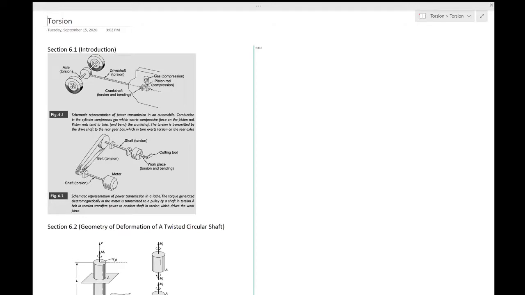So we have come midway into our course, and today we'll be starting off with a new chapter on torsion. This is chapter 6 in your textbook. So let's get straight into the motivation and see what is torsion and why we would want to study the mechanics of torsion.